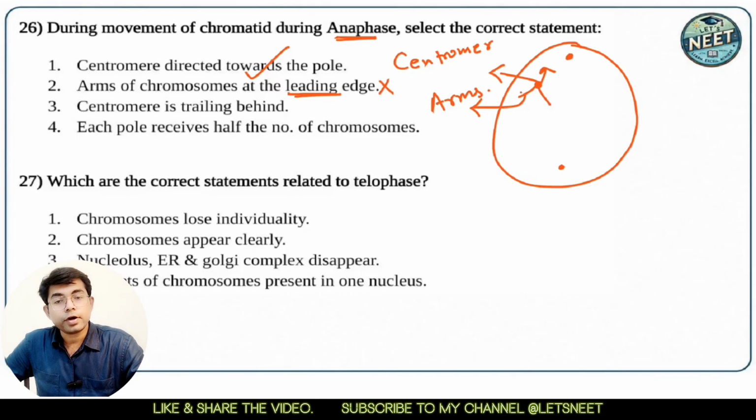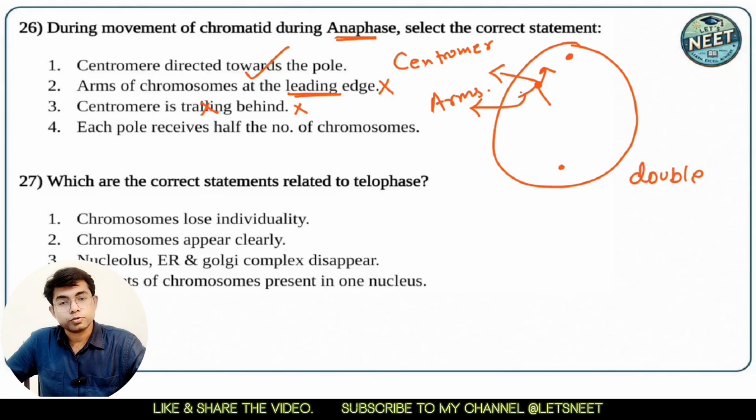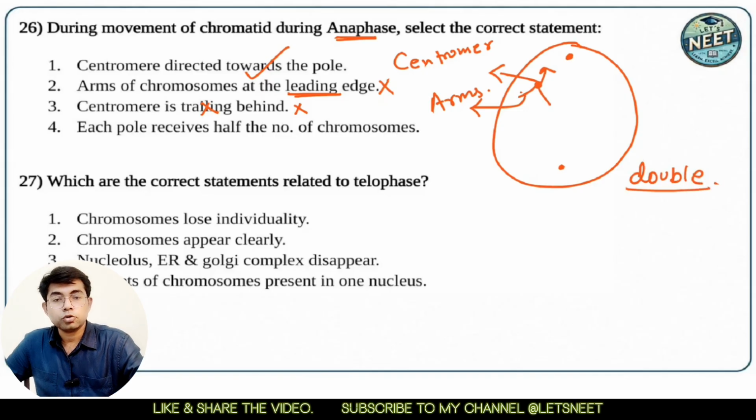Each pole receives half of the number of chromosomes. See, at each pole, an equal number of chromosomes goes. No, we know that during anaphase, the chromosome number gets double. Right, so each pole gets an equal number of chromosomes. So this is also wrong. So only one is correct, the rest are wrong.